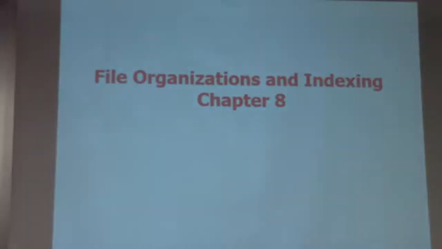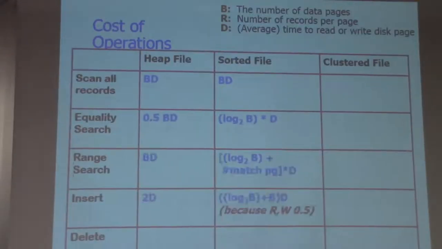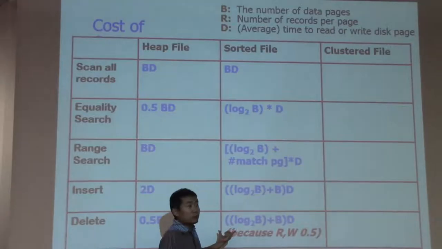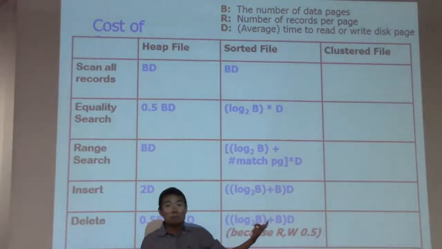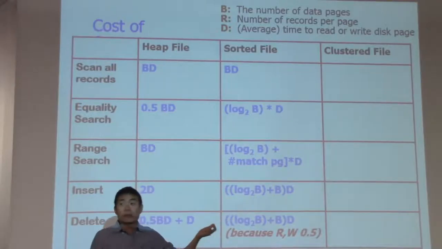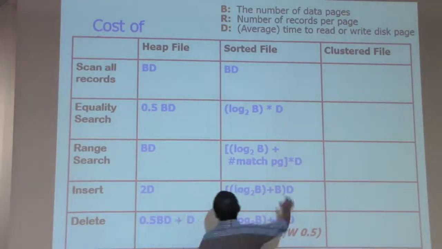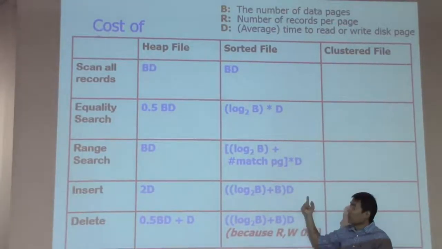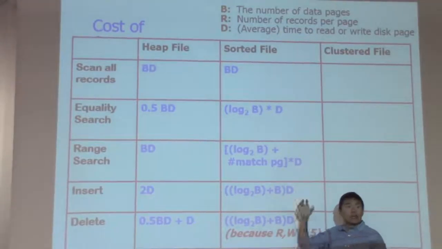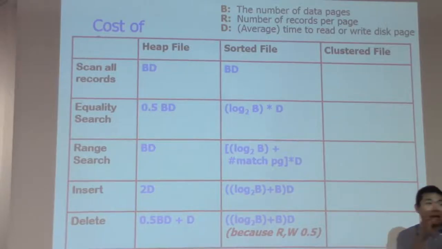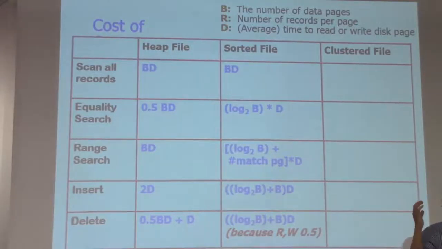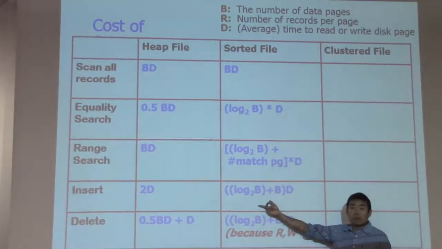So let's look at indexing structure. We stopped right here after we have filled in these two columns, right? A reminder for you is not to memorize these formulas up here. Rather, you want to understand what is going on here. For example, the cost of insertion and deletion for a sorted file is this. The reason for that is we assume that in a sorted file, we actually compact all the records within and across different pages. That's a critical assumption for you to derive the cost formula like this.